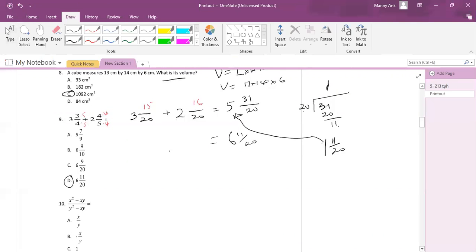Number 10, we have to simplify. To simplify, we have to ask ourselves, can I find common factors? Yes, I have common factors here. So I'm going to factor out the x. If I factor out x, I'll have x times (x minus y) divided by the common factor here, which is y, and then I have y minus x.